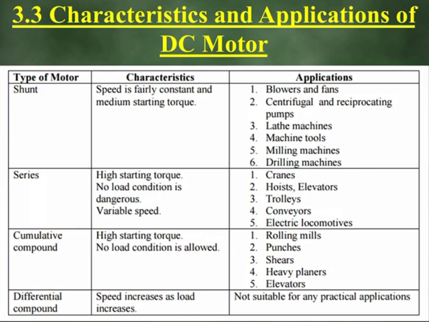Now the cumulative compound type has high starting torque characteristics and on no load condition it cannot be used. The applications of cumulative compound motors are rolling mills, heavy planers, elevators, etc. In a differential compound motor, as the load increases, the speed of the motor increases. That is the main characteristic of a differential compound motor, which is usually not possible. That's why it is not suitable for practical application.